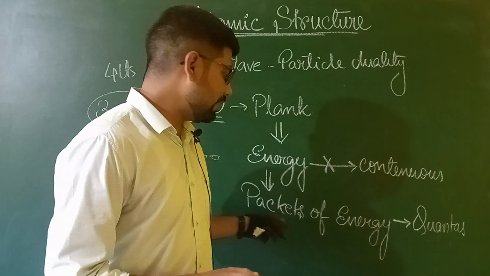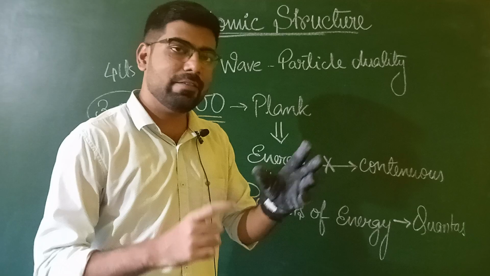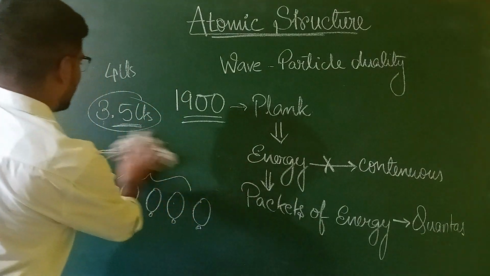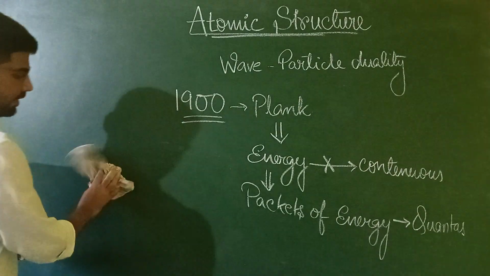Instead, they will be the multiples. They will be the simple whole number multiple of individual packets. Right? So now we got this, what are quantas, and Planck gave an expression for energy also.